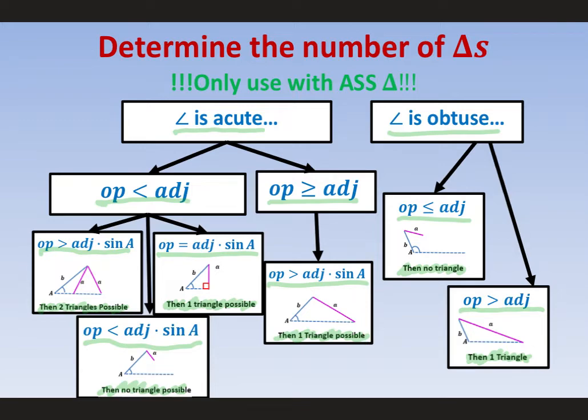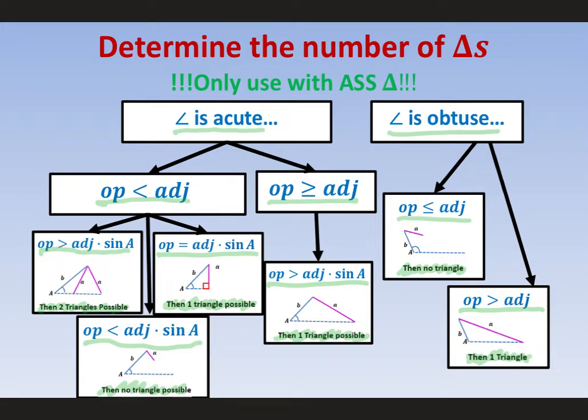All right, the other situation is if your opposite side is less than your adjacent side, then there are three potential outcomes. So what you're going to do is take the length of the opposite side. Remember, the opposite side is just the lowercase version of the letter you're given. You're going to compare it to the adjacent side times the sine of the angle. In this case, the angle is A. So the adjacent side times the sine of the angle.